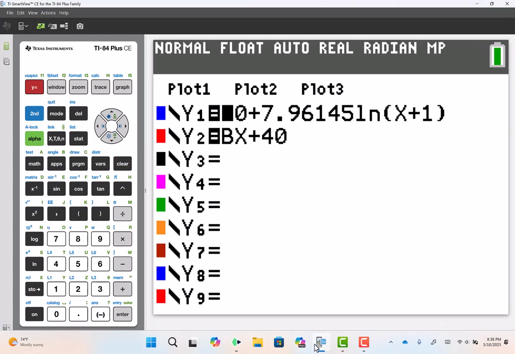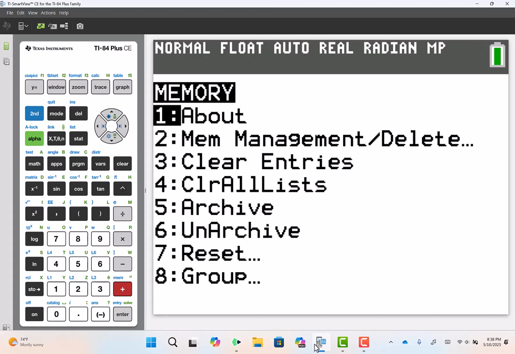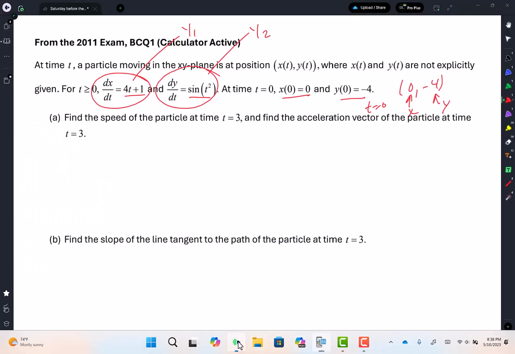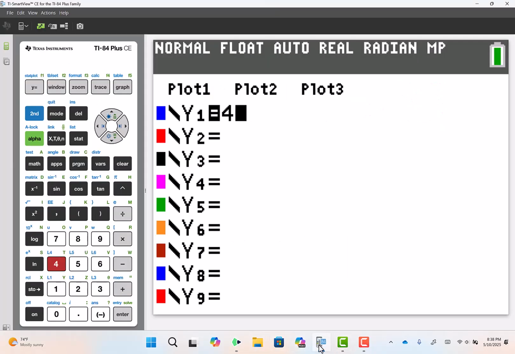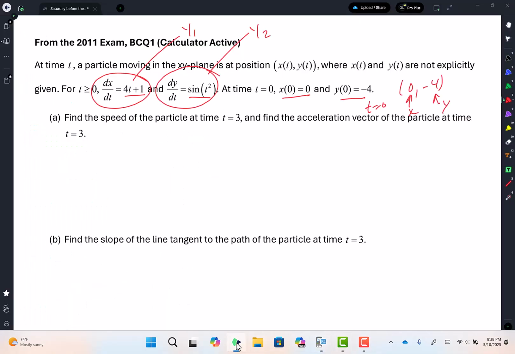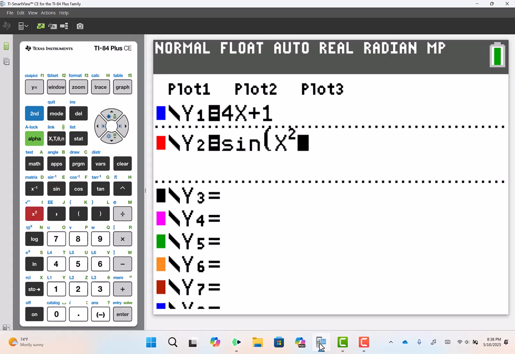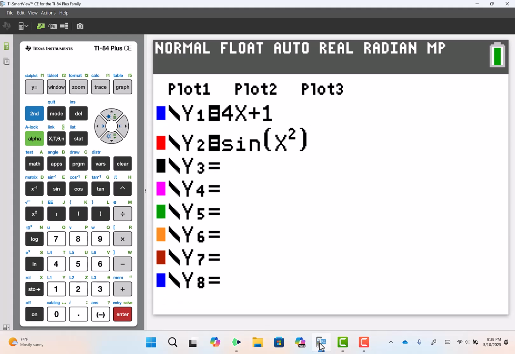I'm going to go y equals, let me reset this thing. 7, 1, 2, y equals, and I already forgot, guys. So let me, 4x plus 1, okay? 4x plus 1, enter, and then y2, sine of x squared. So sine of x squared. All right, there it is, y1 and y2.